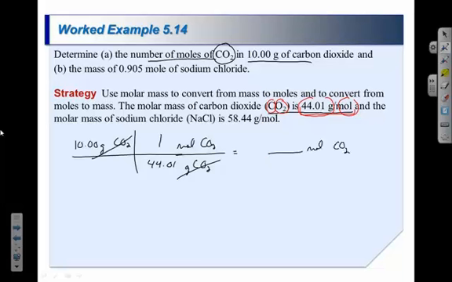So I can do that for molecules and compounds as well as individual atoms. Questions about that?